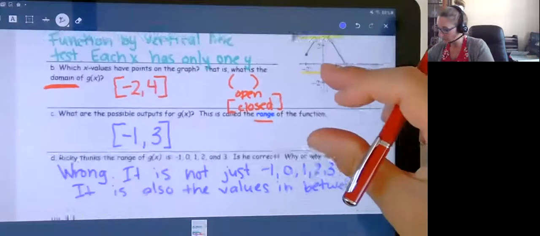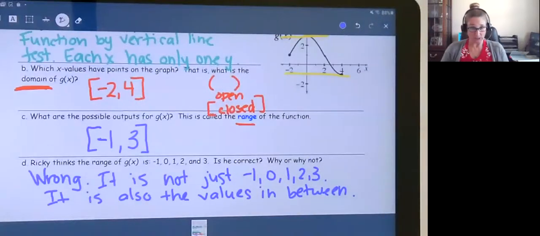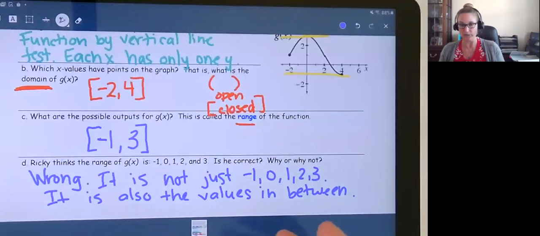I want you to make sure that you get this on your paper after you watch the video, and submit it. These are going to be easy points for you, but I wanted to make sure that we got through domain and range and you understood how to find a particular x or y from the graph.